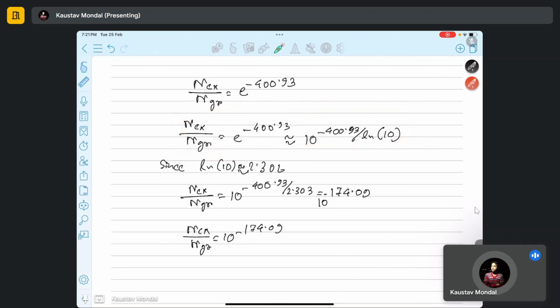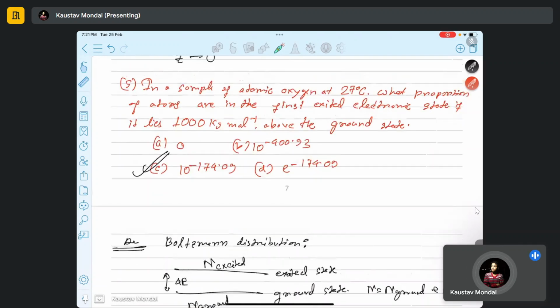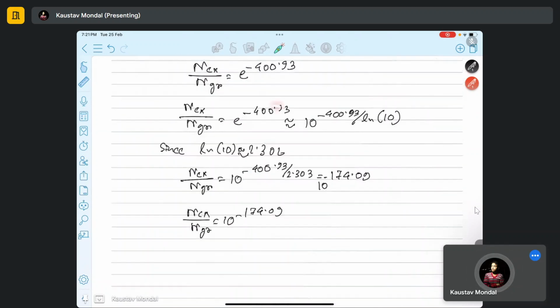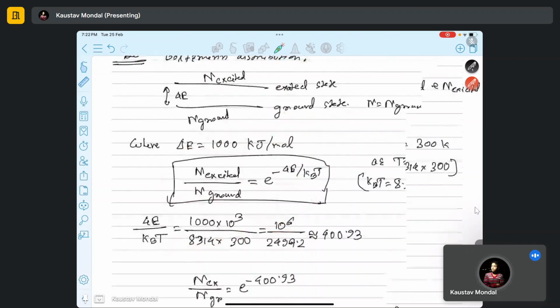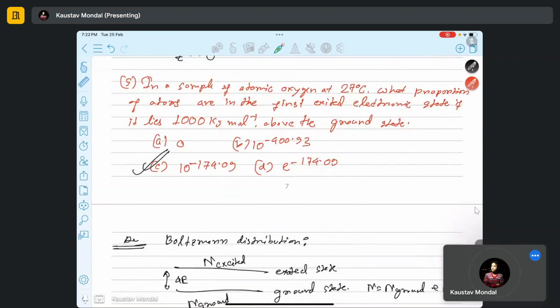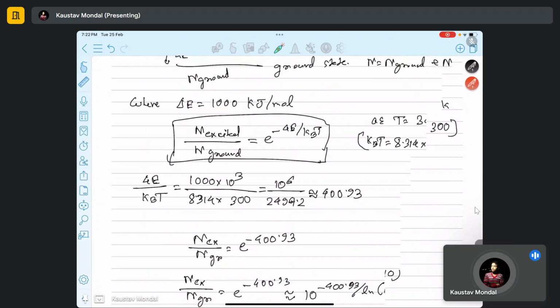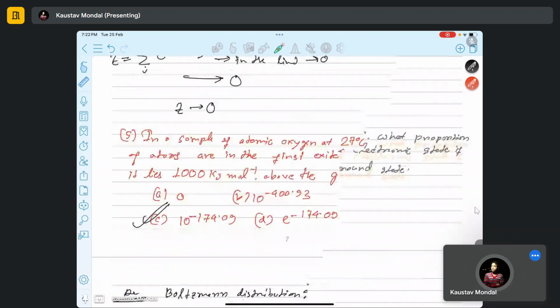Now, in the answer everything is written in terms of 10 to the power, but we are getting e to the power, so we have to change the base. So we are using the formula of logs, and from there itself we are getting this as our final result, which is matching with option C. Okay, so problem number 5 is done.